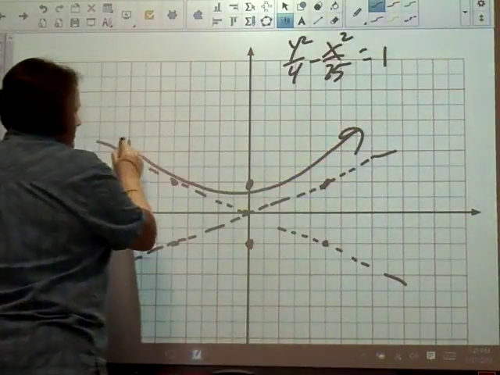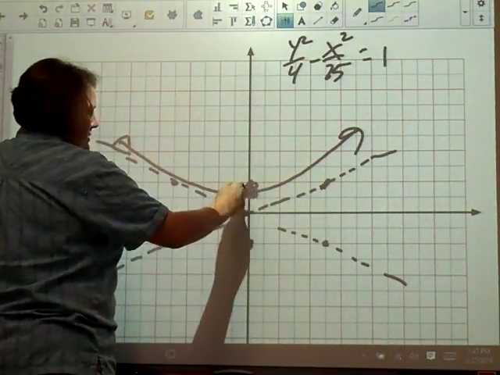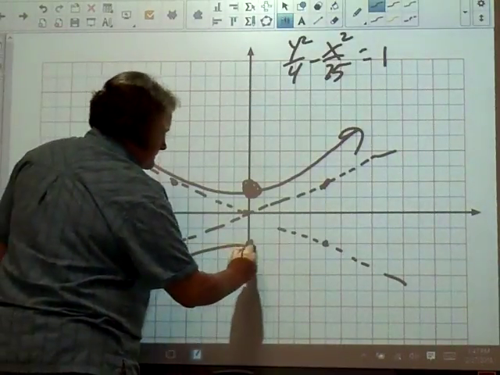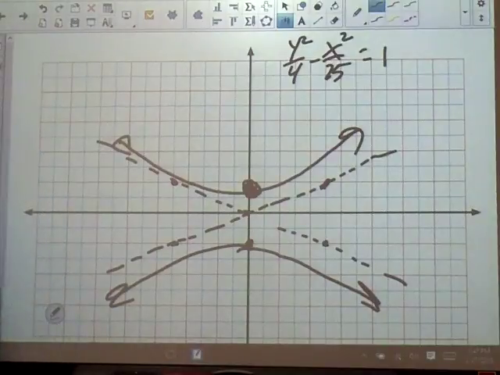I almost hit that intercept, but that didn't count. It doesn't make the point bigger. There you go. Okay, everybody good?